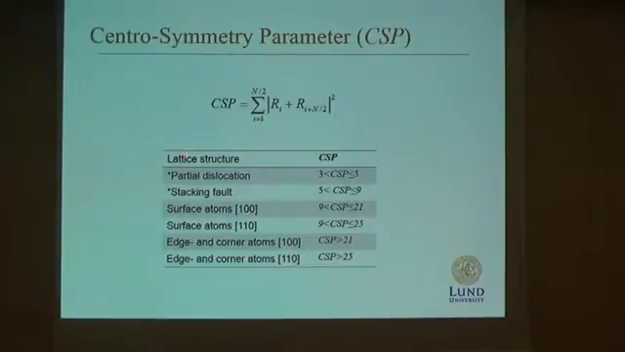And here we see a table with the typical values of different types of structures. We have dislocations, stacking faults, and also the highest values here are when we are at the edge or corner atoms. And this is because in these cases there are missing atoms. So that's why we get a very high value. So by using this parameter we can identify the different structures.